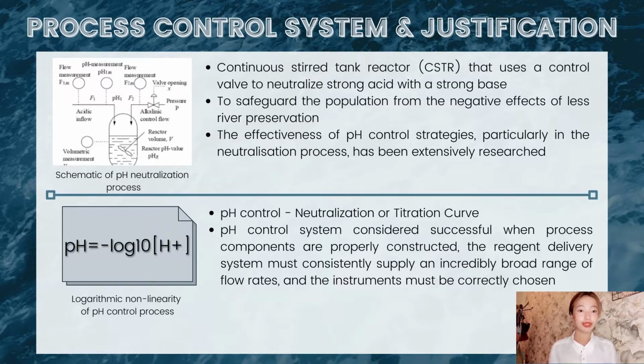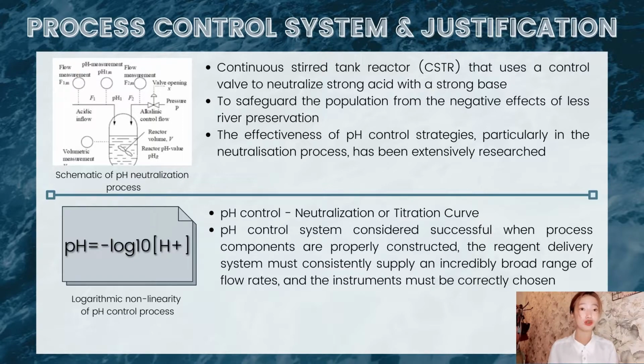Hello, I am Batrisha Balkis binti Abdul Aziz and I will talk about the process control system and justification part. First of all, the definition of pH neutralization process is the process that can be thought of as a continuous stir-tank reactor that uses a control valve to neutralize a strong acid with a strong base, in which a strong base control flow is used to neutralize acidic liquid inflow in terms of achieving neutral outflow.